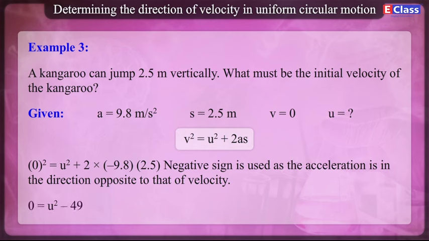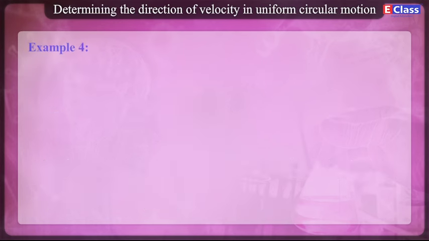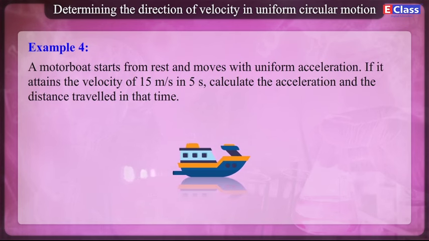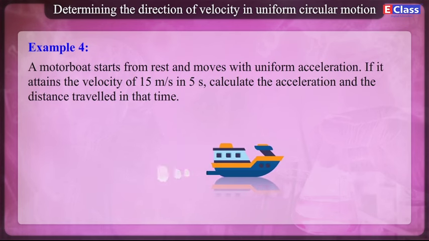0 is equal to U square minus 49, U square is equal to 49, U is equal to 7 meters per second. Example 4. A motorboat starts from rest and moves with uniform acceleration.